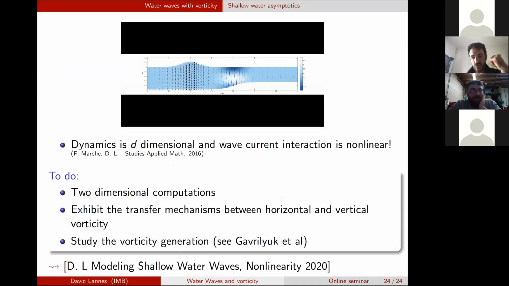Okay, so just to end this, this is a computation. Then after, you can reconstruct the vorticity in the fluid domain just using a transport equation. So it's quite simple to do. So this is fun, just using one-dimensional equations and not two-dimensional equations, in spite of the fact that you have a two-dimensional dynamic inside. Of course, there are many things to understand. One of them is the generation of vorticity by wave breaking. So you have interesting works by Gavrilyuk and Richard on these topics.